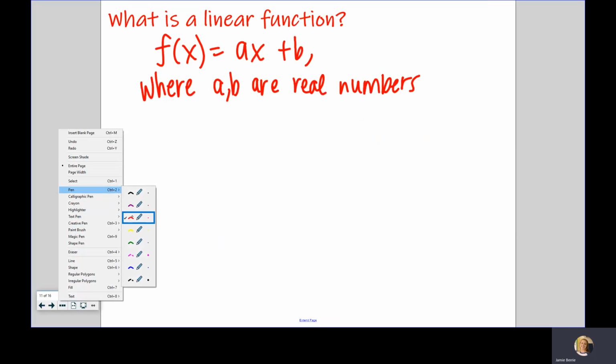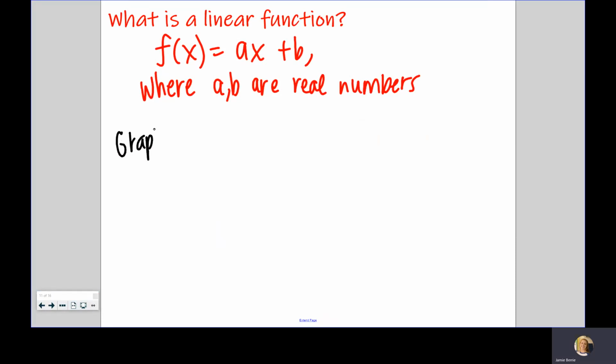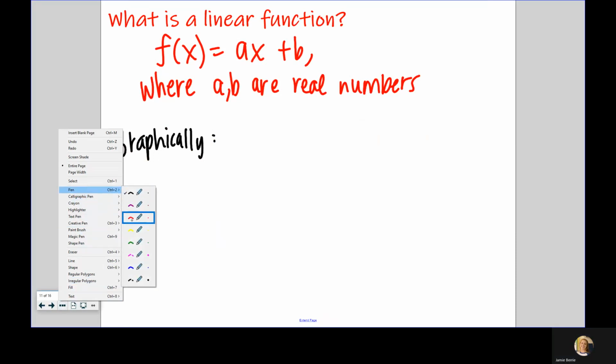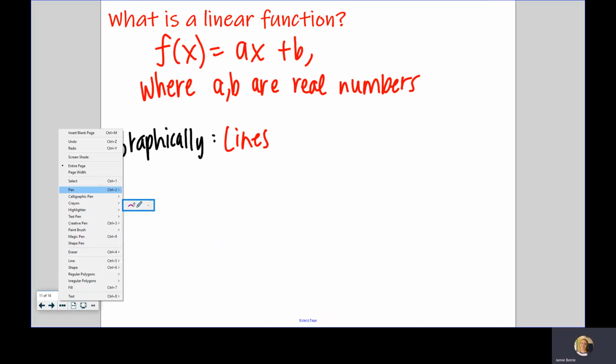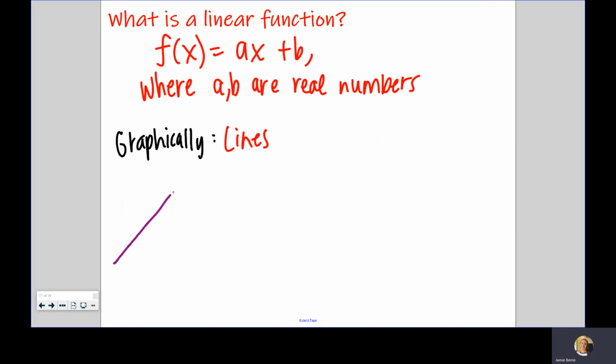So graphically, linear functions appear as lines. And these lines can look one of 3 ways. They may be increasing or rising from left to right. They may be decreasing or falling from left to right. Or they could be constant, so they could be straight across. Whether or not these lines are increasing, decreasing, or constant depends on the slope of the line.